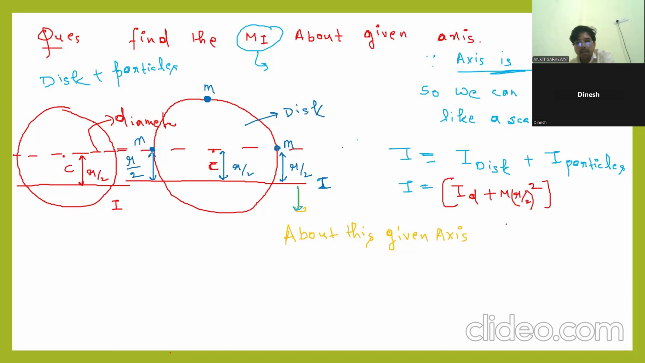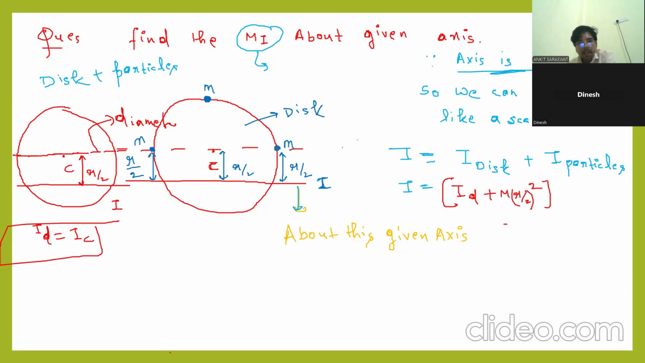What is I_D? I_D means the moment of inertia about the diameter, or you can say I_C, whatever, because diameter and center mean the axis is passing through the center. Clear?